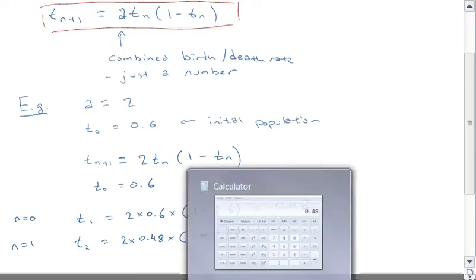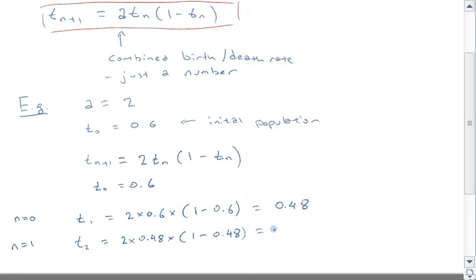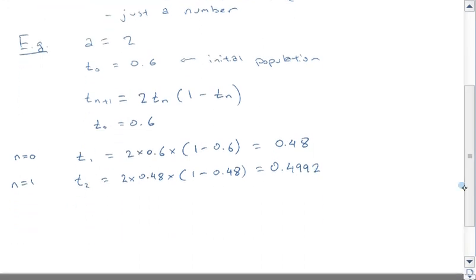Alright, so let's do this. I'm just going to put this in memory so I don't have to retype it. So memory plus, 2 times memory recall, so 0.48 times bracket 1 minus recall 0.48 is 0.4992. Okay, so T2 is 0.4992.